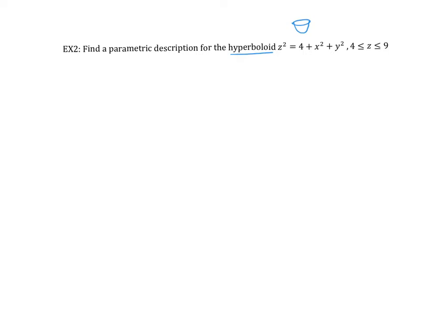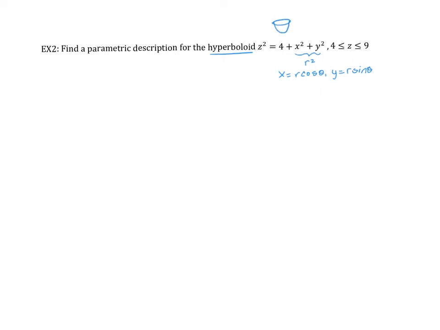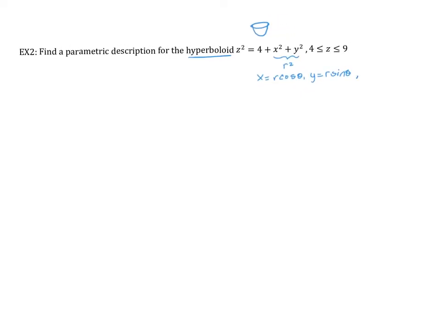I know that x squared plus y squared is r squared. And in polar, x is equal to r cosine theta. y is equal to r sine theta. So I have my x and my y. I am simply going to let my z value equal z for now. See what happens when I play around with this a little bit more.